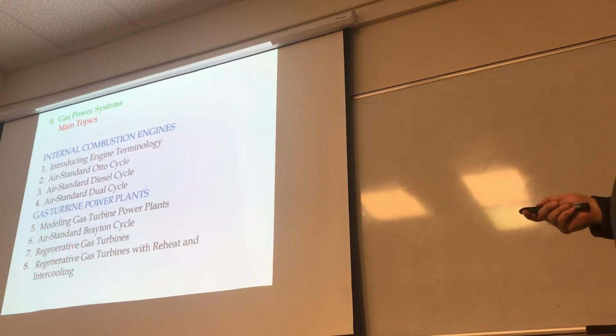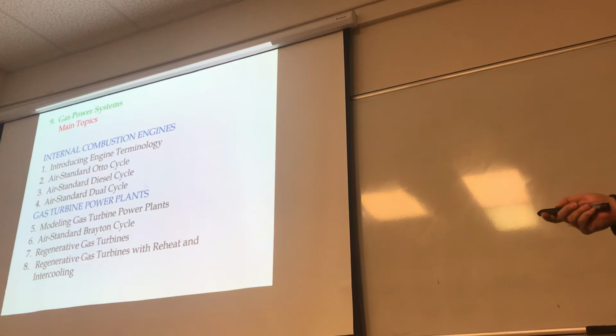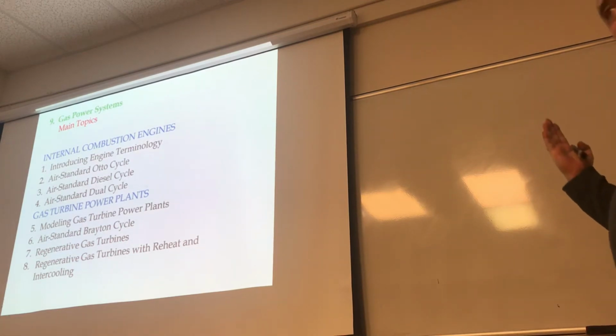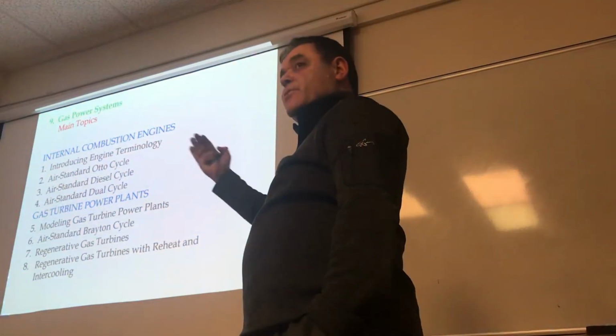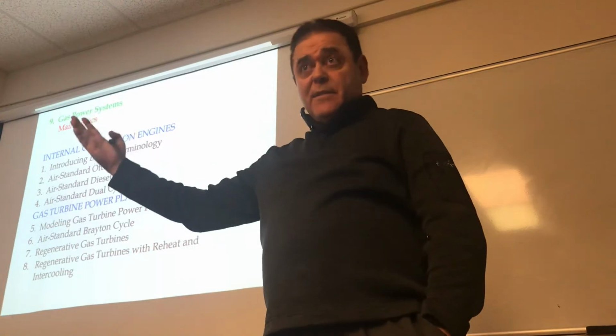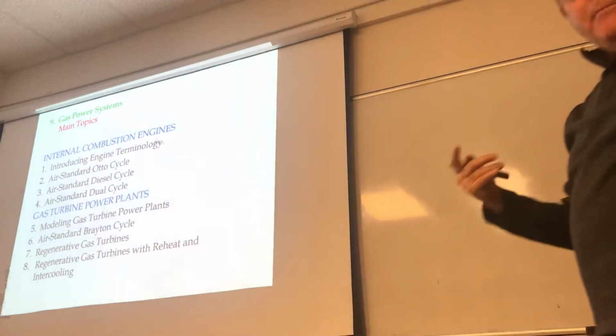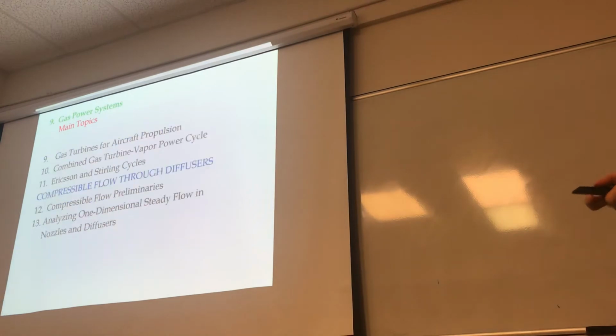The first one is called the regenerative gas turbines, and the regenerative gas turbines with reheat and intercooling. For the vapor power cycle, we talked about superheat and reheat. We're gonna be doing different things when we talk about gases now, different methods of improving the performance. And then we'll talk about gas turbines for aircraft propulsion, and then combined gas turbine, vapor power cycle, and then the Ericsson and the Stirling cycle.